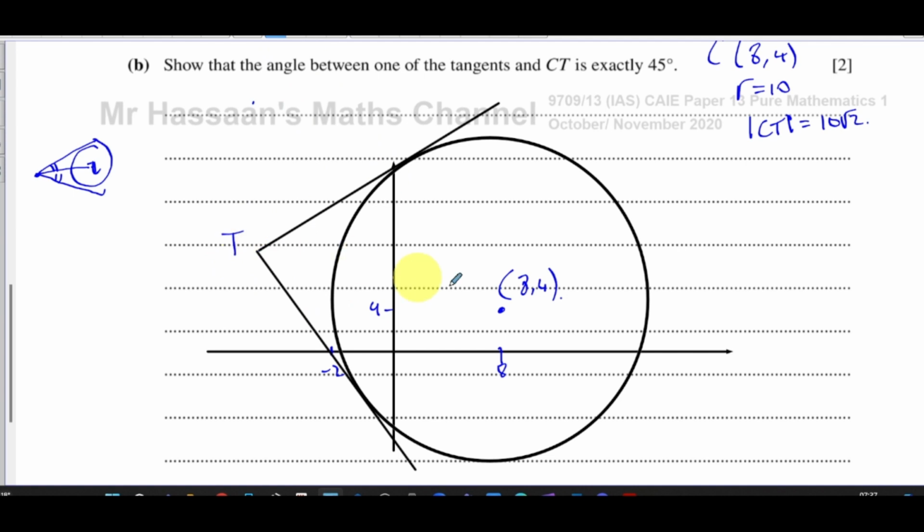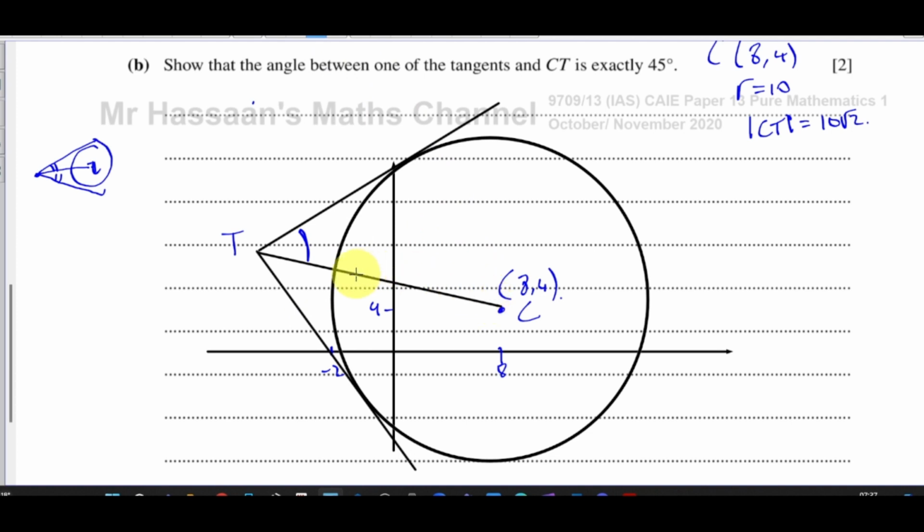Why? Because if this is T and this is C, we have to show that the angle between one of the tangents and CT is exactly 45. So we've got to show that this angle is 45. That means that angle is going to be 90. Okay, so I'm just drawing it so it's a bit more accurate.